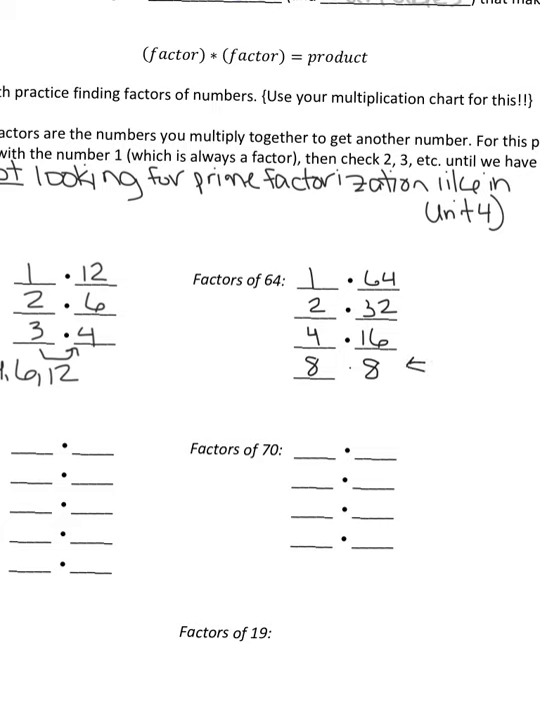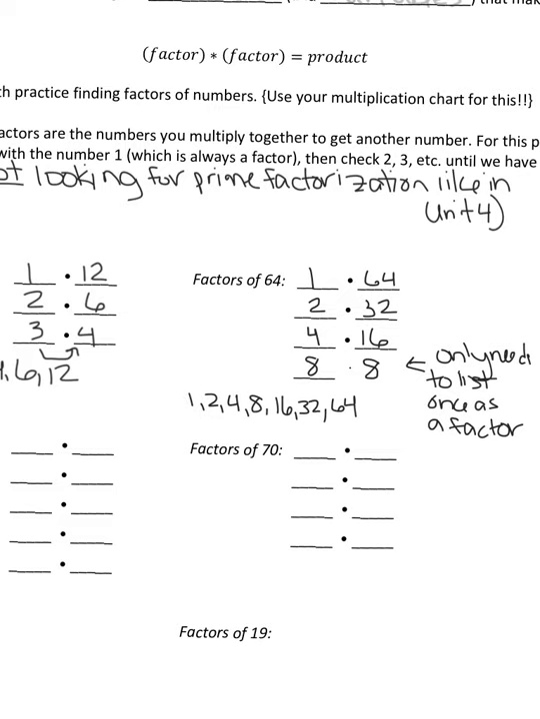We only really need to list the factor once, right? So I'm going to make a note here. We only need to list it once as a factor. All right, so if it shows up twice, we only have to list it one time. So my factors of 64 are 1, 2, 4, 8, 16, 32, and 64. All right, so those are my factors of 64.